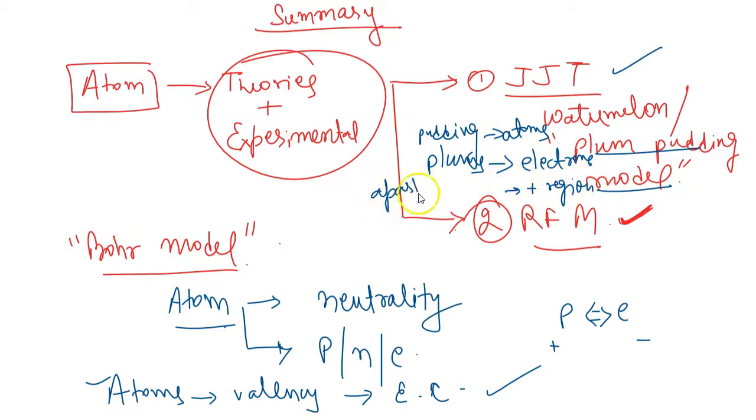So apart from the plums in the pudding, they were positively charged regions. All right.